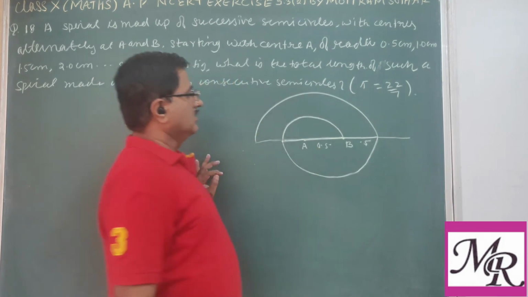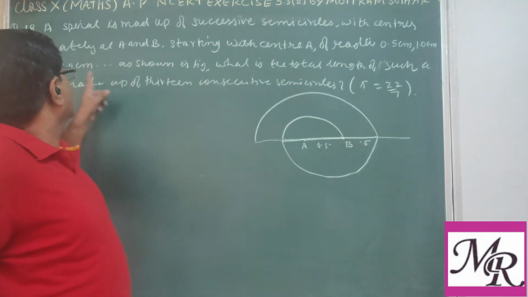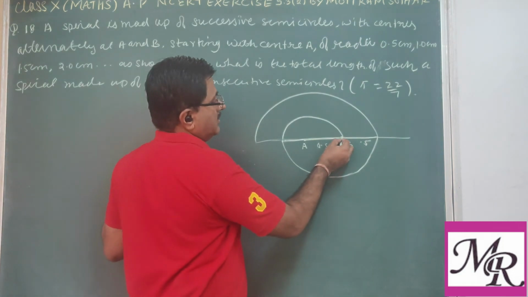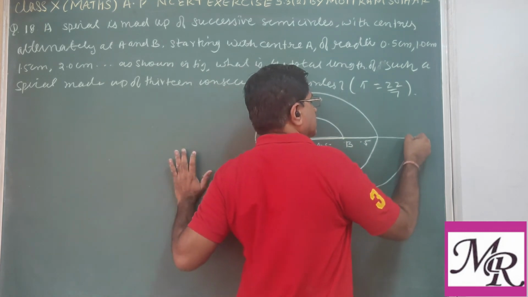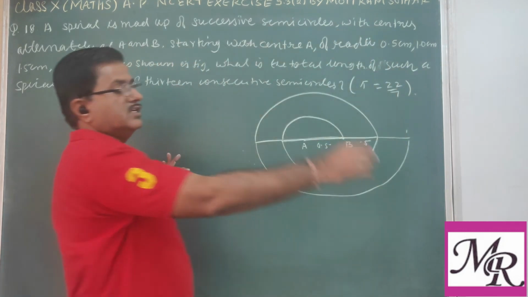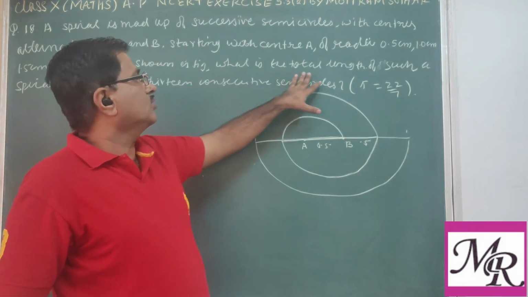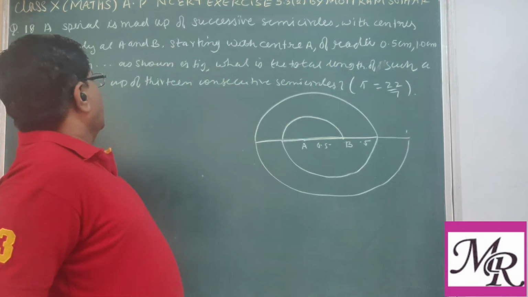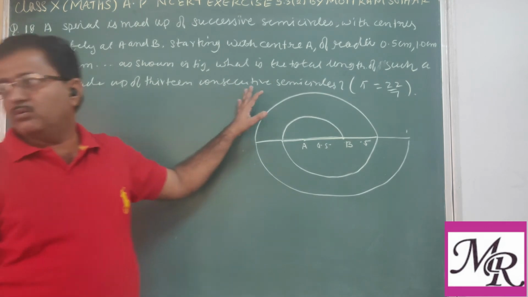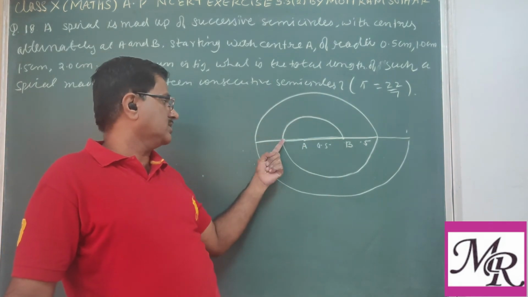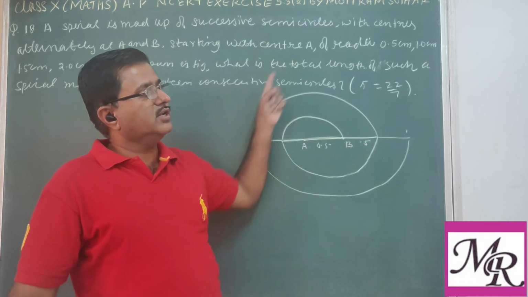Similarly, now you take B and radius 1.5 plus 0.5, that is 2. So this is 1, this is 1.5, this is 2. With this radius we draw. In this way, this is a spiral. Now the question asks: what is the total length of such a spiral which is made of 13 consecutive semicircles? Like here, this is the first semicircle, second, third, fourth, fifth, and in total 13 semicircles.